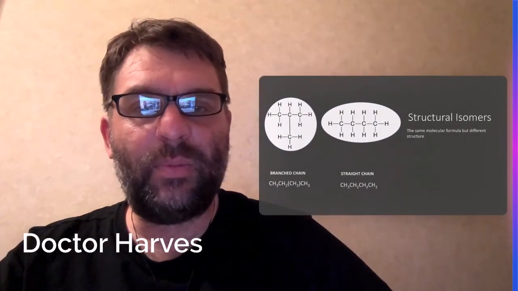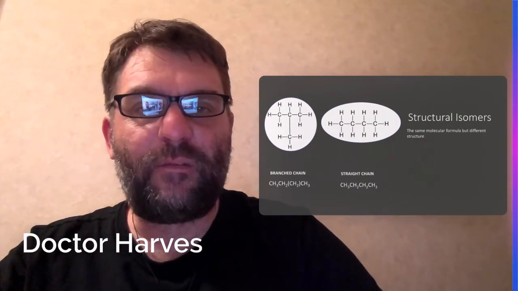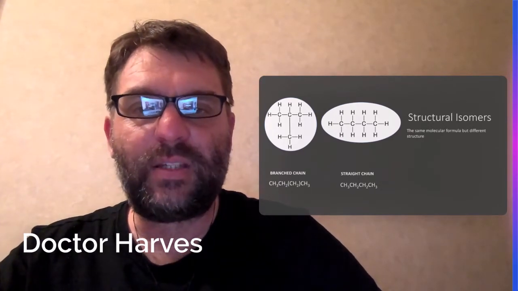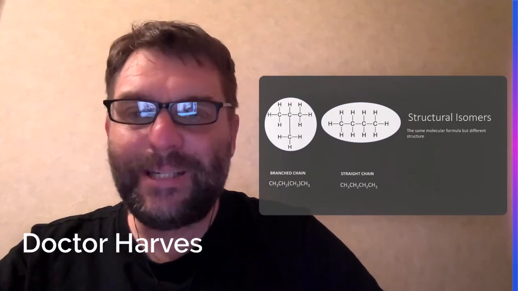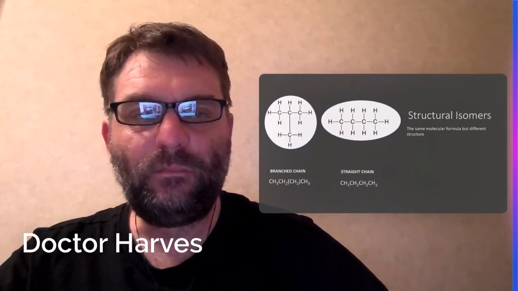And then structural isomers, you've got basically the same molecular formulas but different arrangements of those atoms. So you can either have branched, like we see here, or straight. And again, we'll look at that when we look at the alkanes in particular.